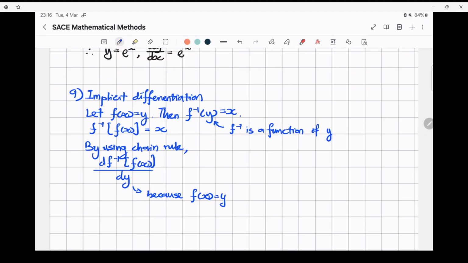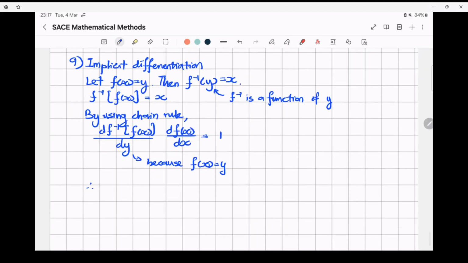So the chain rule dictates that you differentiate the outside and then differentiate the inside. So we already differentiated the outside. Now we need to differentiate the inside. So differentiating the inside will be df of x divided by dx. On the right side, when you perform implicit differentiation, you just need to differentiate with respect to x. In this case, that is 1.